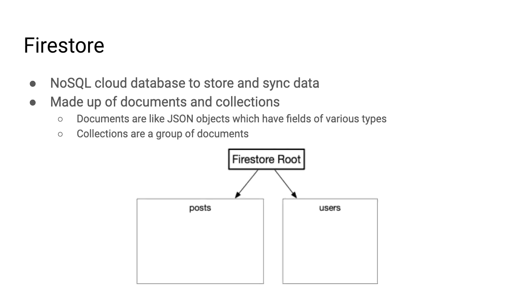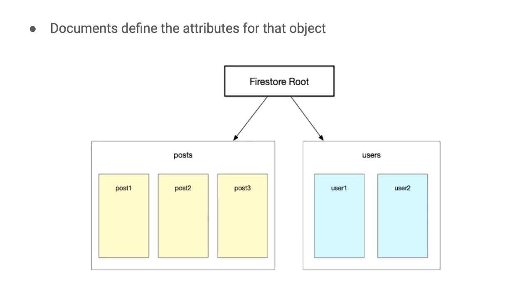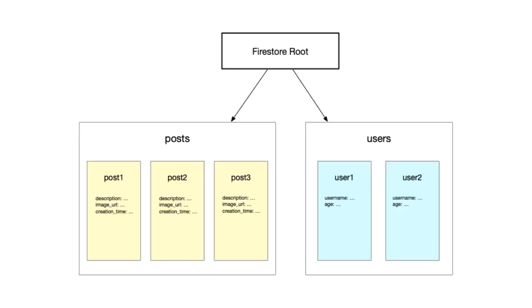So in our application, we're going to have two entities, or in this case, two collections in Firestore that live inside the root, posts and users. Inside of each collection are a bunch of documents. So in this example, we have 3 posts that live inside the post collection, and 2 user documents that live inside the user collection. So filling in the diagram a bit more, each document will have different attributes.